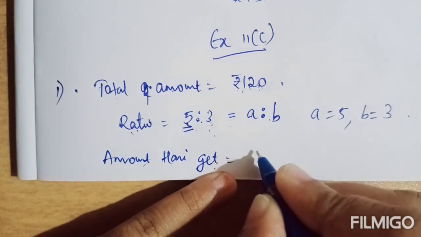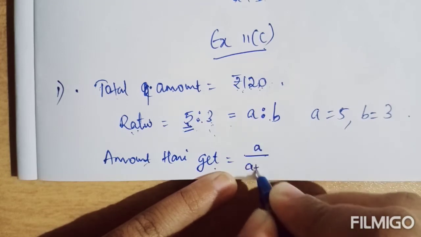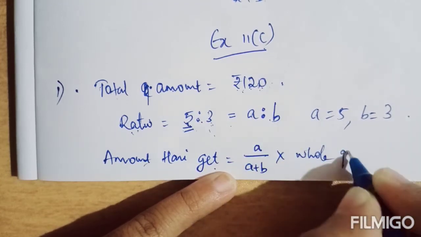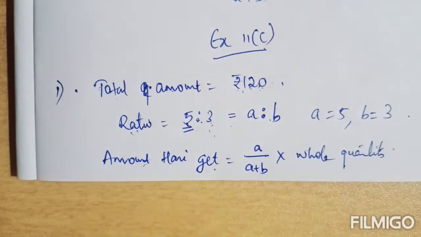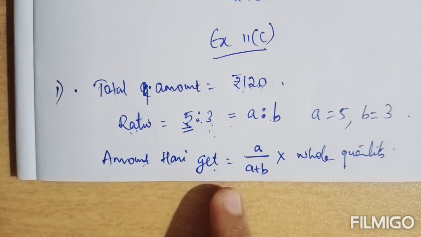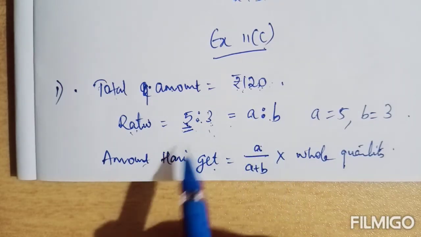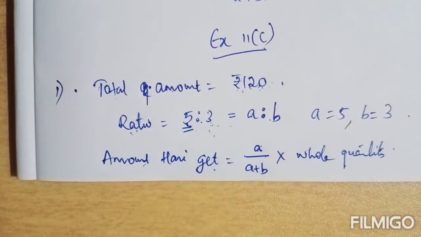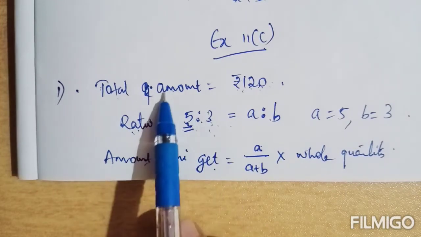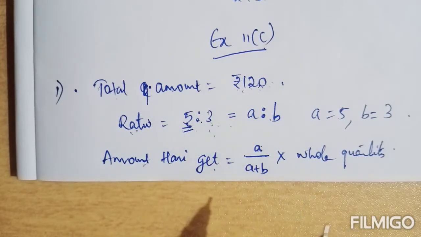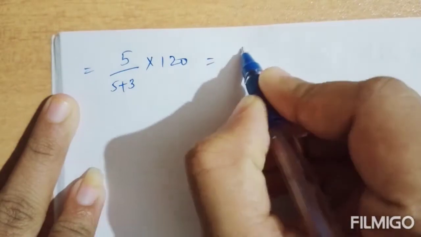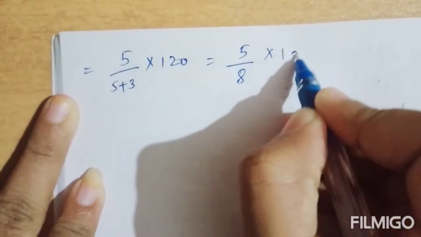So the amount Hari gets is the first part. So we know the formula: A by A plus B into whole quantity. This is the formula for finding the first part. Here this is the amount that Hari gets. In place of A you can substitute 5, so 5 by 5 plus 3 into the whole quantity. Here the total amount is the whole quantity, so it is 120. Now you can find: 5 by 5 plus 3 into 120 equals 5 by 8 into 120.